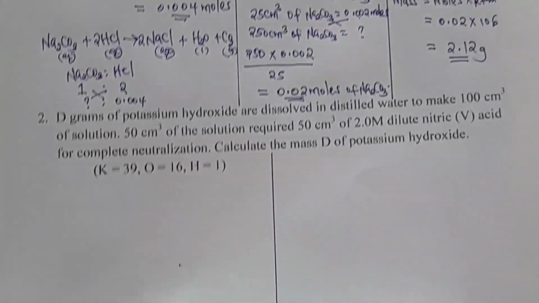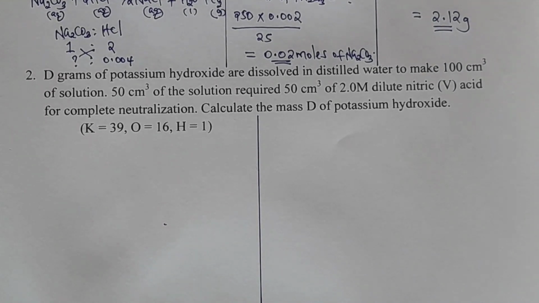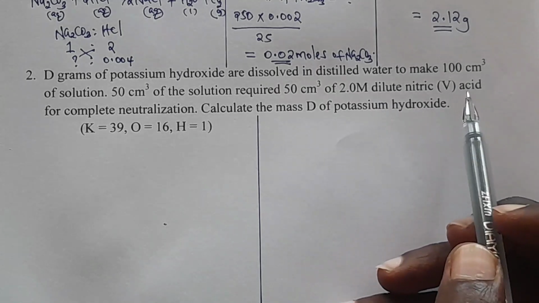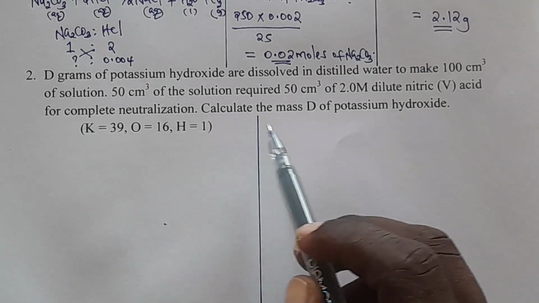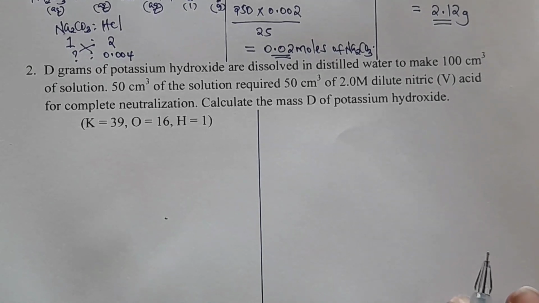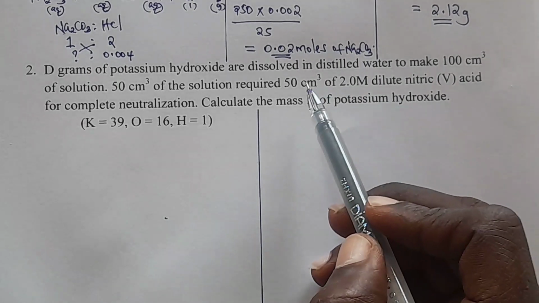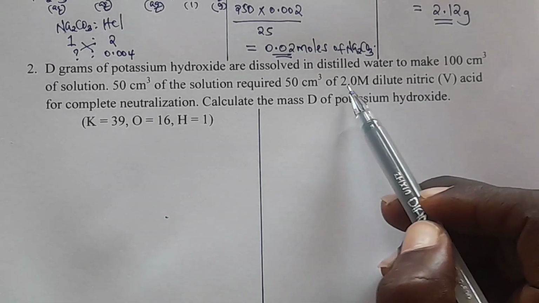In question number 2, we are told d grams of potassium hydroxide are dissolved in distilled water to make 100 cm³ of solution. 50 cm³ of the solution required 50 cm³ of 2.0 molar dilute nitric(V) acid for complete neutralization. We are told to calculate the mass d of potassium hydroxide. So we are going to do the same. First of all, we are supposed to know which one is the standard solution. Dilute nitric(V) acid is the standard solution because we know its concentration.